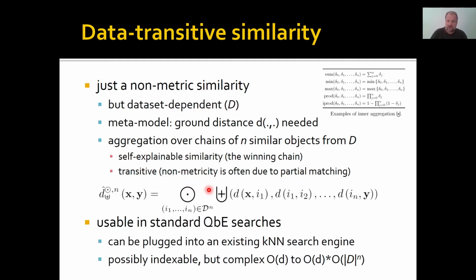What is different from the approaches that use any kind of extension of query by example is that it actually still is usable in standard query by example searches, because it's just a similarity function. It does not introduce any extension on top of similarity. There is nothing external. So we can plug this similarity function into any existing search engine that provides KNN searches. It could be also indexable.